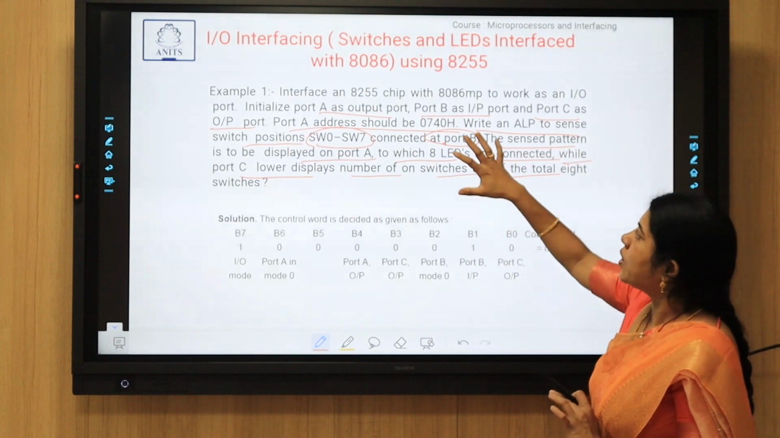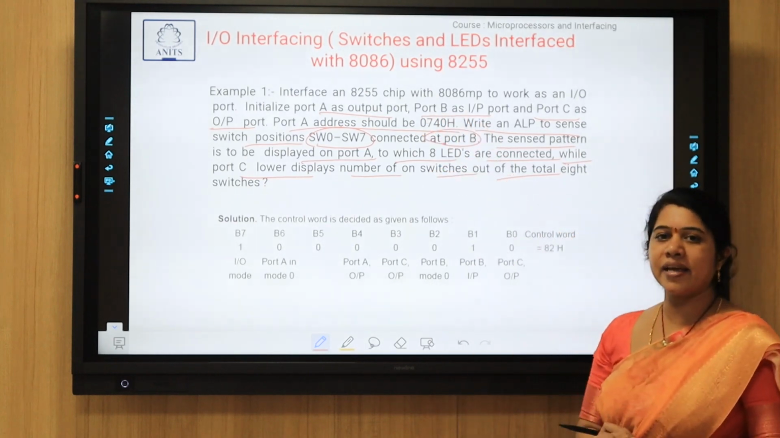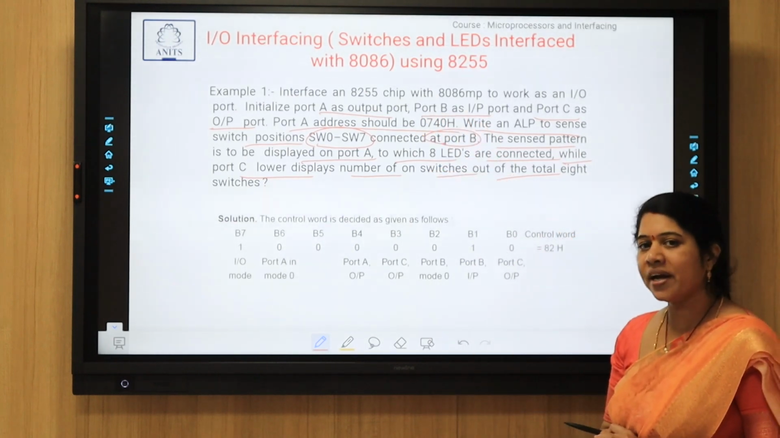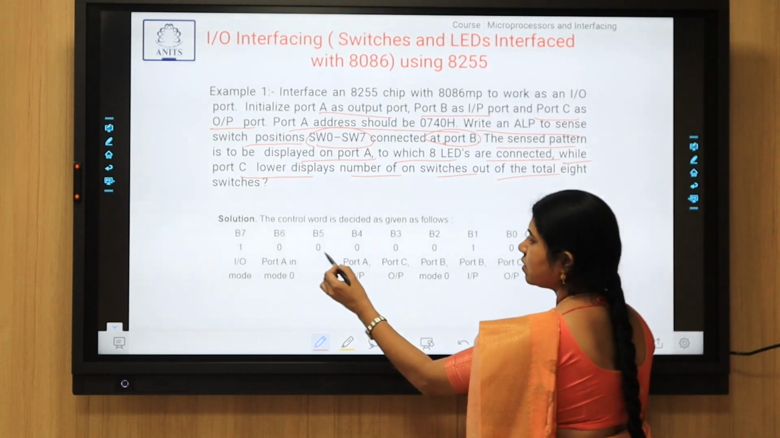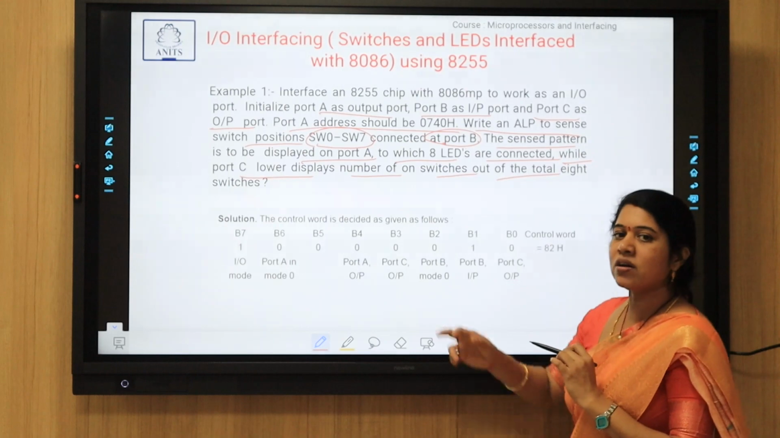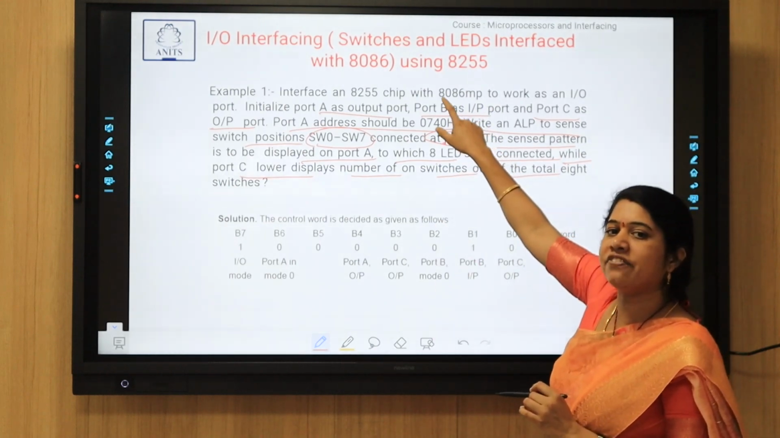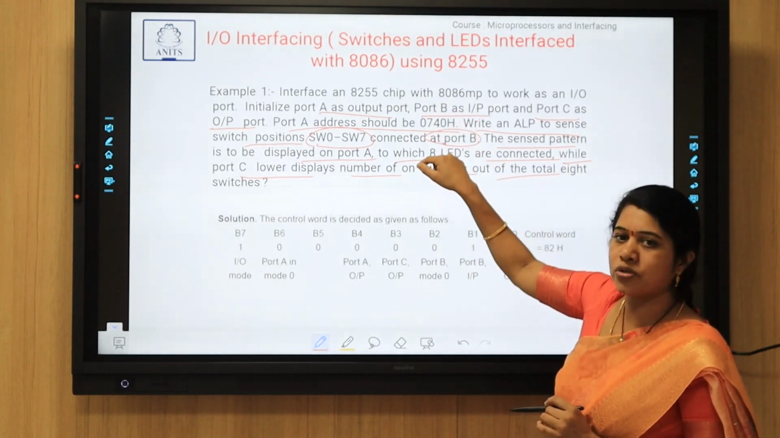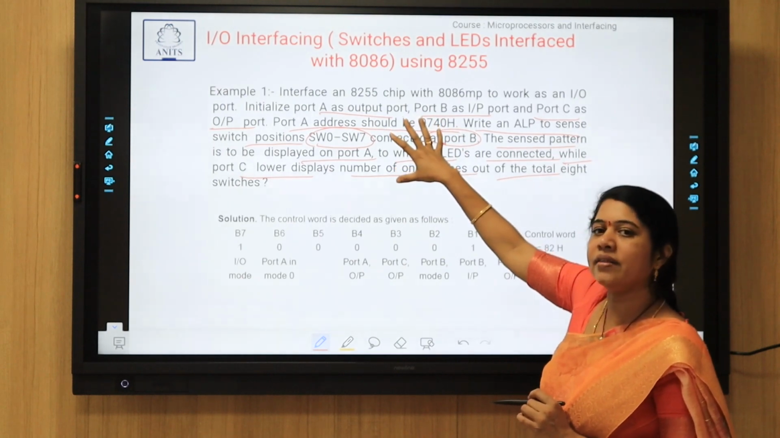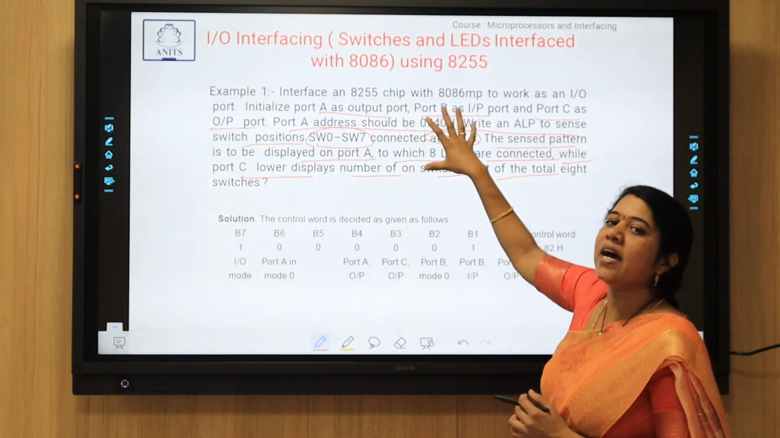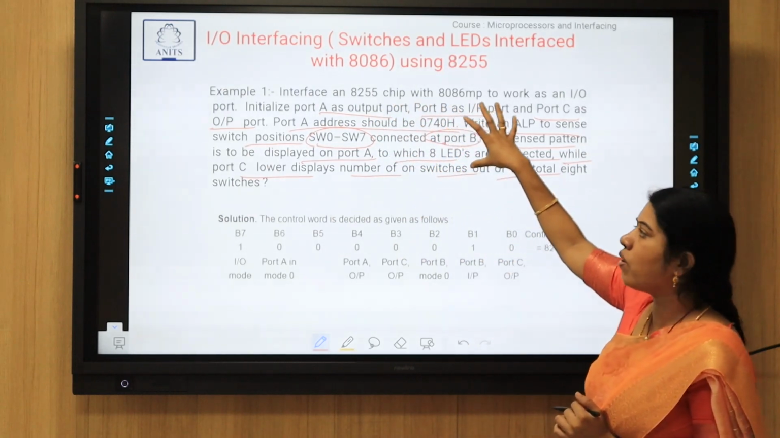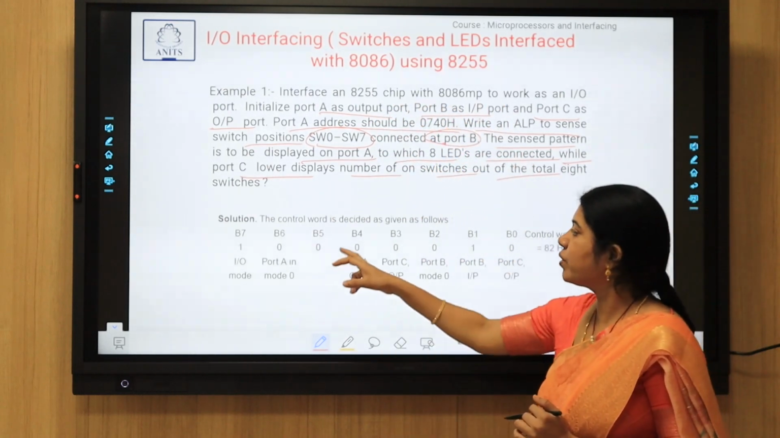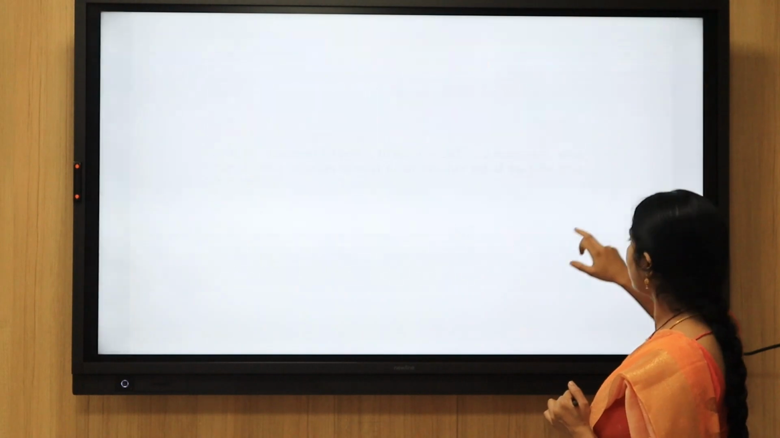Okay. So in order to operate the ports like this, we have to write a control word. Yes, the control word of IO mode, because here all the ports are defined as input or output ports. So we have to operate that 8255 in the IO mode. We have to initialize all these ports according to the operation, so we have to write the control word.